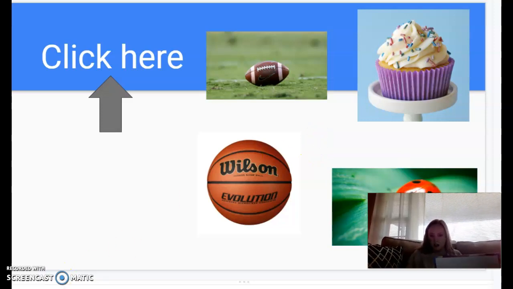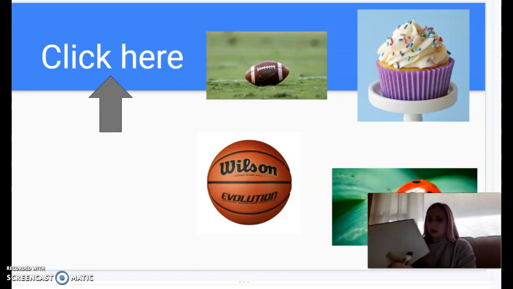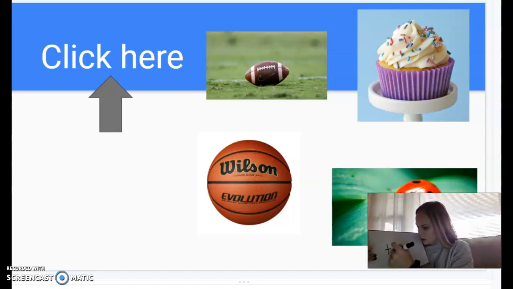Example, toothbrush. I'm going to write the word toothbrush. Toothbrush. In the word toothbrush, I see two smaller parts, tooth and brush.